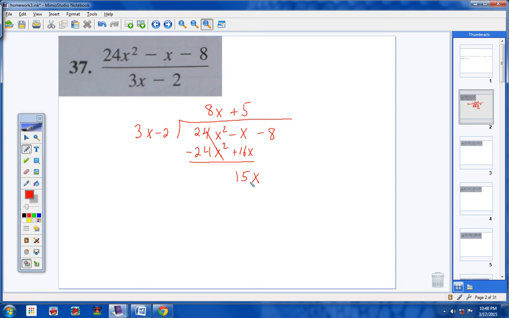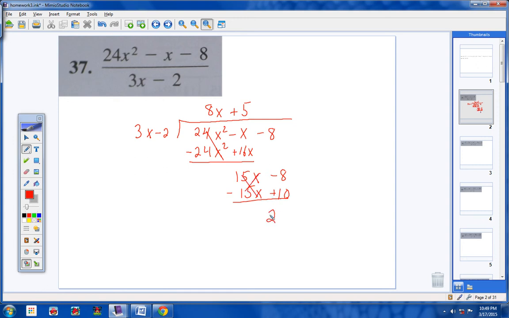So 5 times 3 is going to be 15x. And 5 times negative 2 is negative 10. And then bring down your negative 8. They're like terms. And this will be a negative, this will be a positive. These cancel and you're left with positive 2.